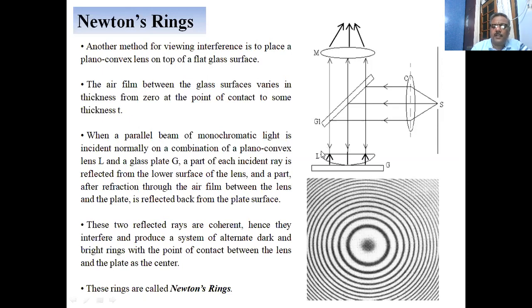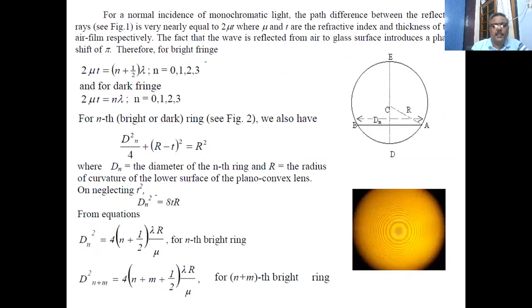These two reflected rays are coherent, hence they interfere and produce a system of alternate dark and bright fringes. Since this is a lens and the lens is circular in shape, the fringes are also circular in shape, and these circular fringes are called Newton's rings. For normal incidence of monochromatic light, the path difference between the reflected rays is nearly equal to 2 mu t, where mu and t are the refractive index and thickness of the air film respectively.